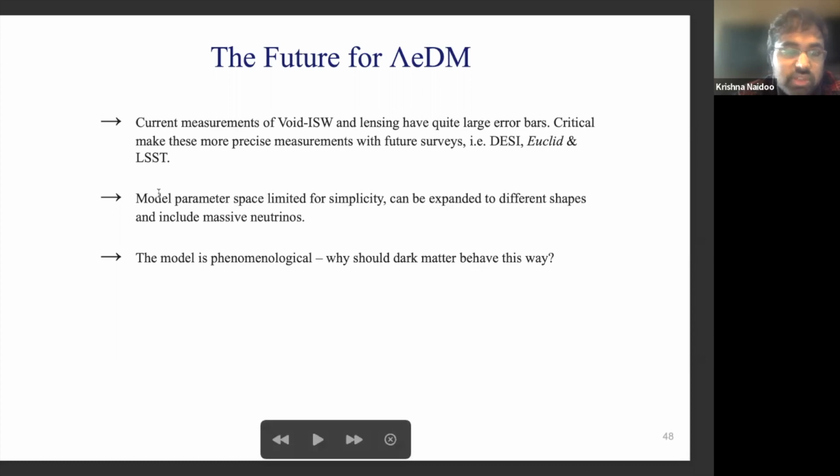At the moment in our paper, we've limited the parameter space because I really wanted to focus on these effects. But you could consider other models, so including massive neutrinos. The model is completely phenomenological. We haven't provided an explanation of why dark matter should behave this way. It would be interesting to consider models which maybe could give rise to why this should occur. So that's something we'll be looking into.